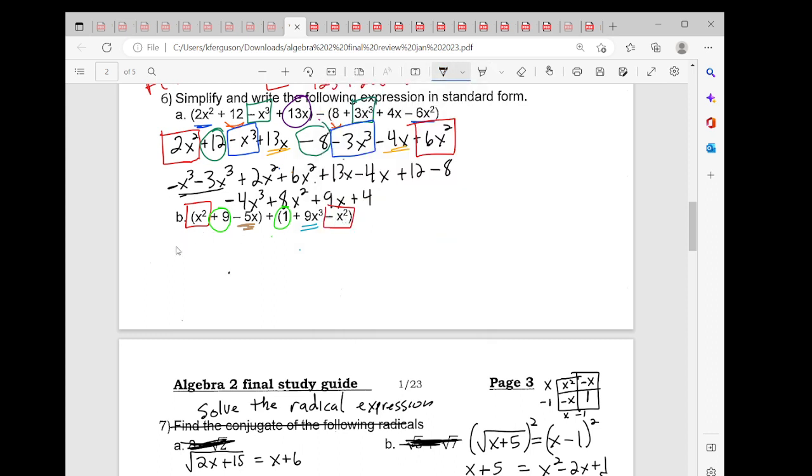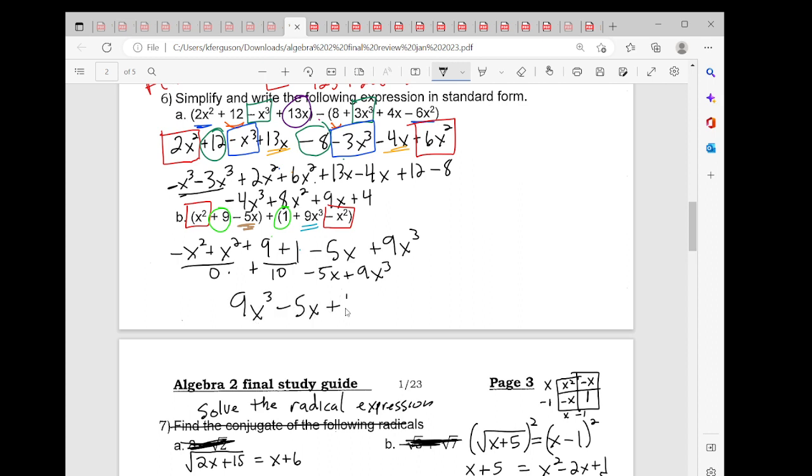So a negative x squared plus positive x squared. Then I've got 9 plus 1. Then I got negative 5x and I got 9x cubed. So that goes away. That goes to 0. This becomes 10. And then I've got negative 5x and 9x cubed. So now I just write it in standard form. 9x cubed minus 5x plus 10. And that's my answer.